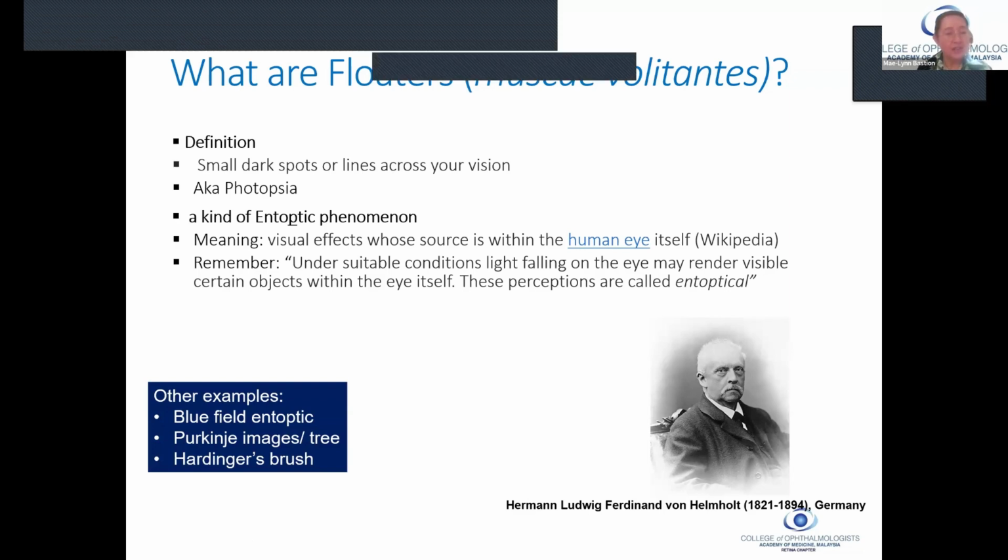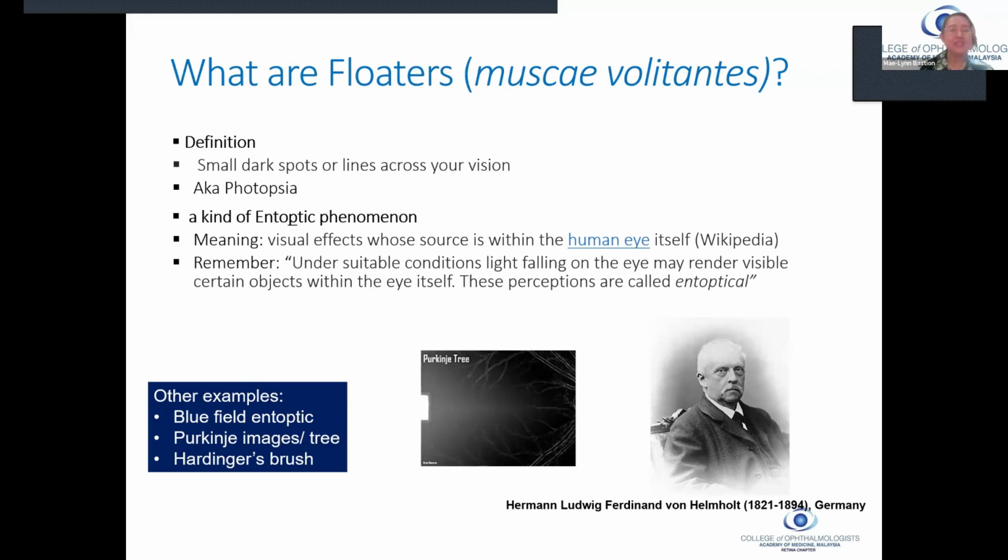Other examples include the blue field entoptic phenomenon. You may have heard about Purkinje images or the Purkinje tree, such as shown here, or even Haidinger's brushes. For Part One, if you want to read further, please do so, because this is something that comes under the understanding of the subject.